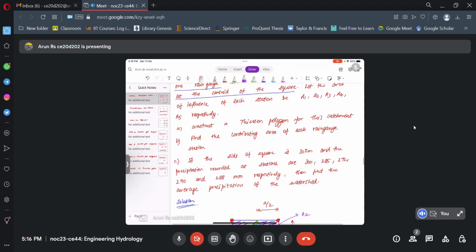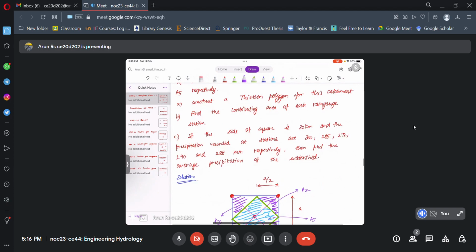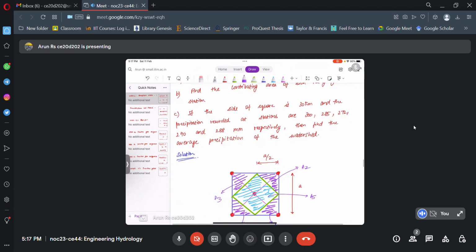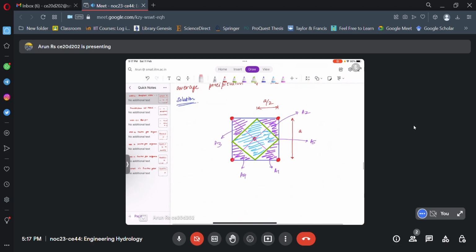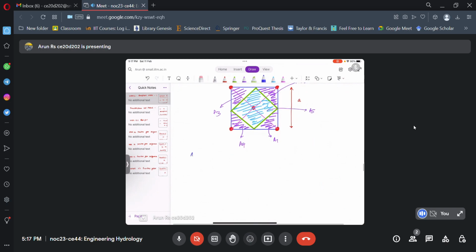So the area of influence we have marked. So now the first part is construction of the Thiessen polygon, which we did just now. Now we need to find out what is the contributing area of each of the stations. So your contributing area will be, so your A1 will be equal to A2, equal to A3, equal to A4, which is the area of that small triangle.